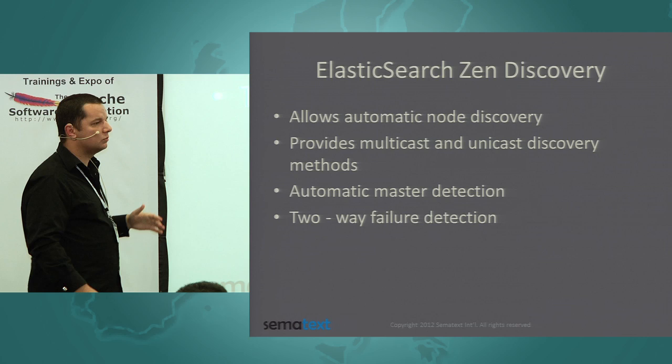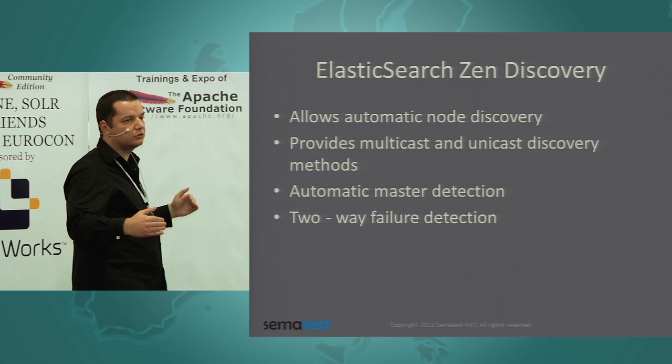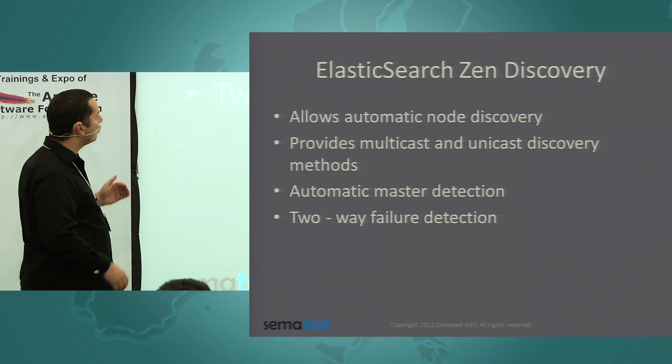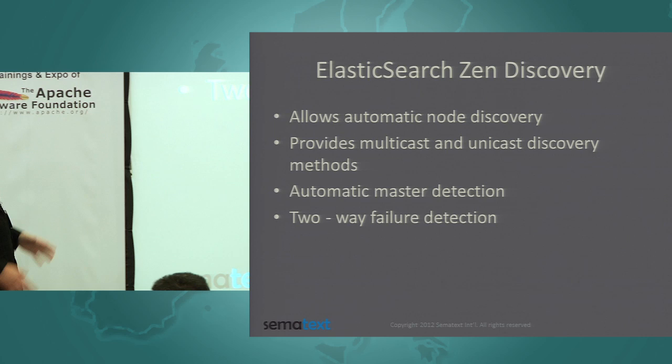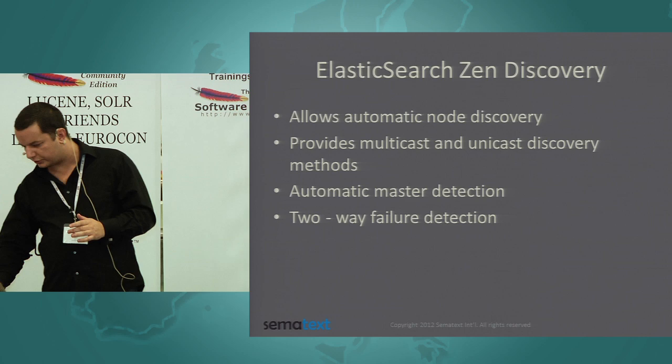your network supports multicast, you can use multicast. Whenever it's not supported, you can use unicast discovery and just say which nodes should be in your cluster, and they will be pinged and talked to. It has automatic master detection and, of course, two-way failure detection. The master node pings all the other nodes in the cluster, and the nodes ping the master to see if it's still alive. Some kind of heartbeat mechanism developed by Elasticsearch.